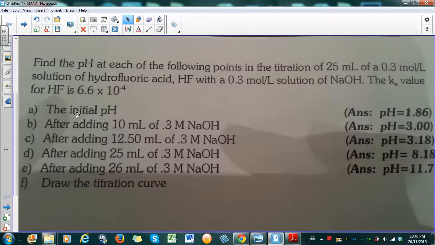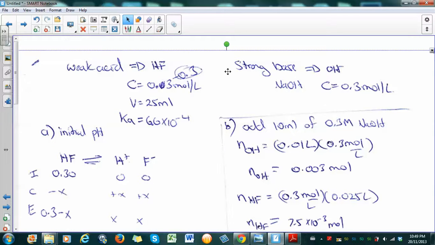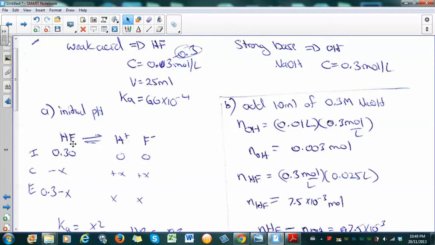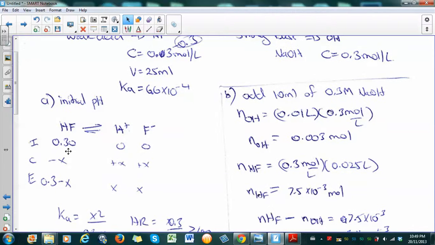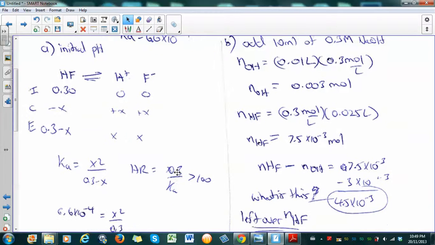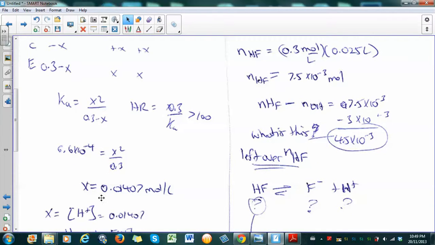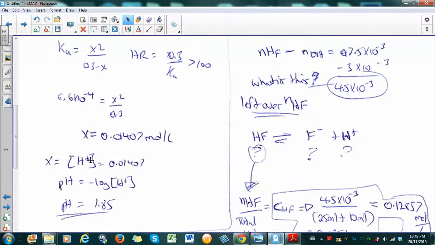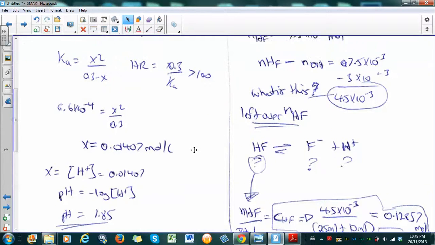The initial pH is really simple. I'm sure all you guys know. Basically, for the equation HF goes to H plus and F minus, the initial concentration was 0.30, and 0 for these, then 0.3 minus x, x and x. Ka is equal to x squared over 0.3 minus x. Use your 100 rule. You find it's greater than 100, so then just solve for x, and x is equal to 0.014. That's the hydrogen concentration, and pH is just negative log of that, so pH is 1.85, which if you check the answer is pretty close.